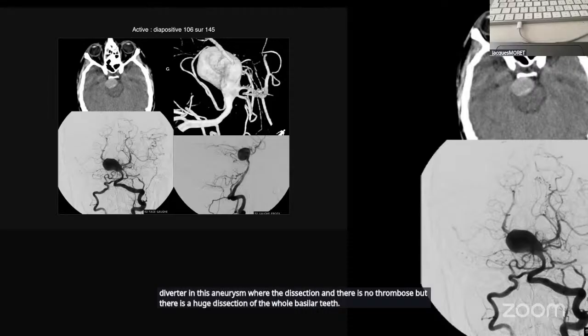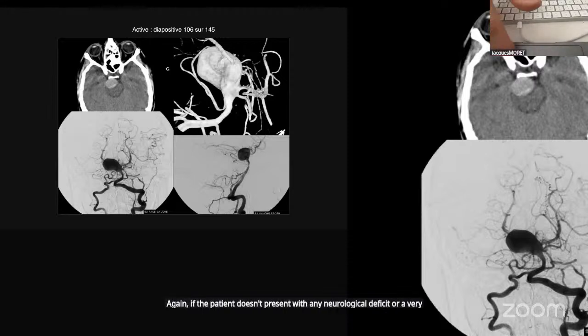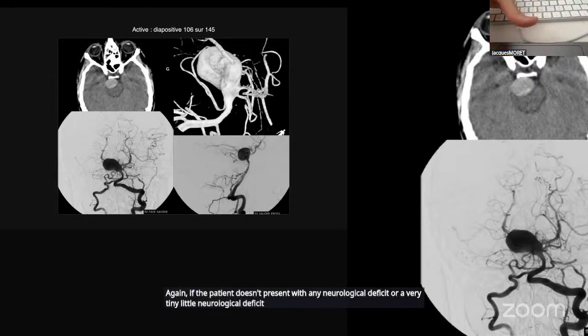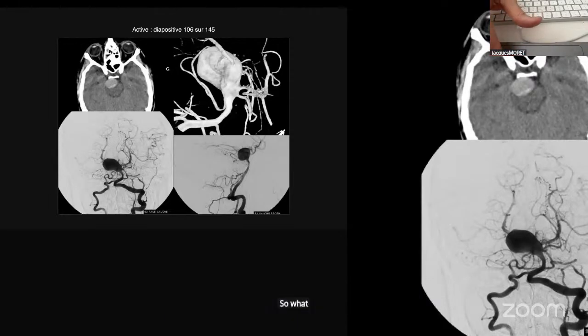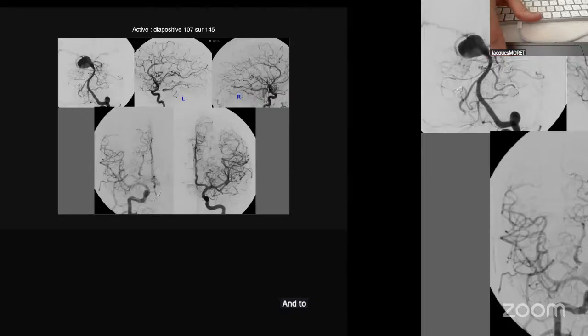Again, if the patient doesn't present with any neurological deficit, or a very tiny neurological deficit, it means that the dissection, which is involving the whole basilar tip division, is not involving the perforator. So what we decided to do was protect as much as possible the patency of this upper part and put coils in the sac of the aneurysm.